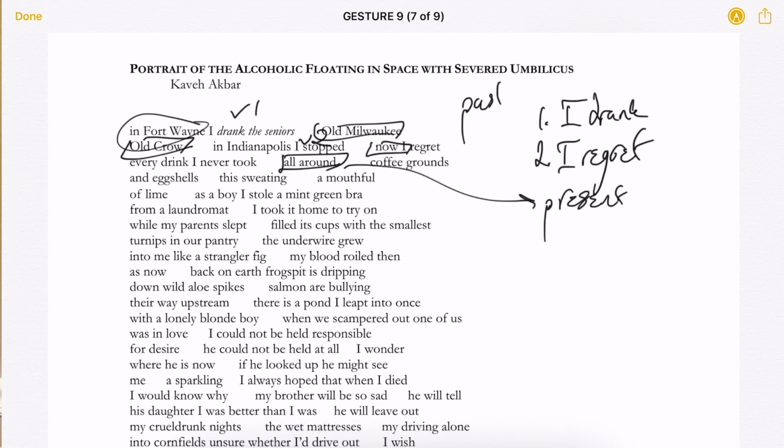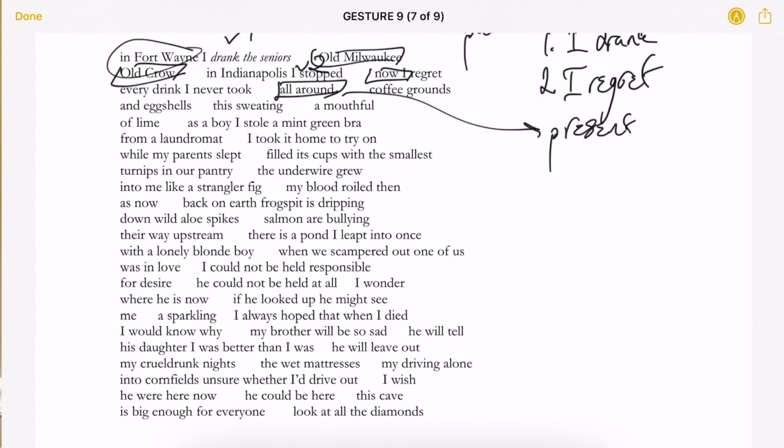So we've had the past so far, and then the now brings us to this present moment. "Now I regret. All around," so this is gesturing to the surroundings, coffee grounds and eggshells. The sweating, a mouthful of lime. So again, this is evoking, using different parts of storytelling, such as sensual descriptions, some verbs, moving immediately into examples of what's stated.